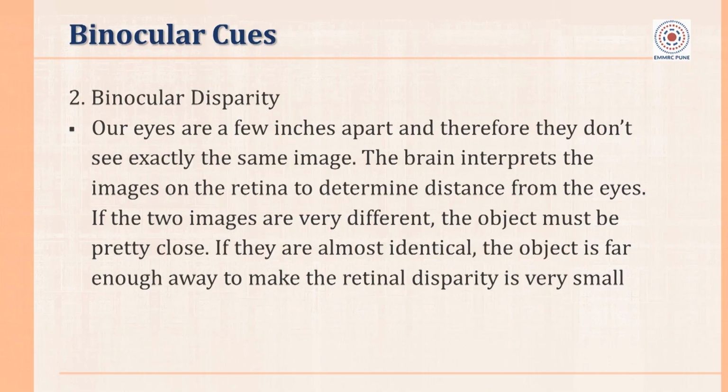Our eyes are a few inches apart and therefore they don't see exactly the same image. The brain interprets the images on the retina to determine the distance from the eyes. If the two images are very different, the object must be pretty close. This is what happened when you held a pen in front of your nose. If they are almost identical, the object is far enough away to make the retinal disparity very small. This is what you experience when you hold a pen at a distance.